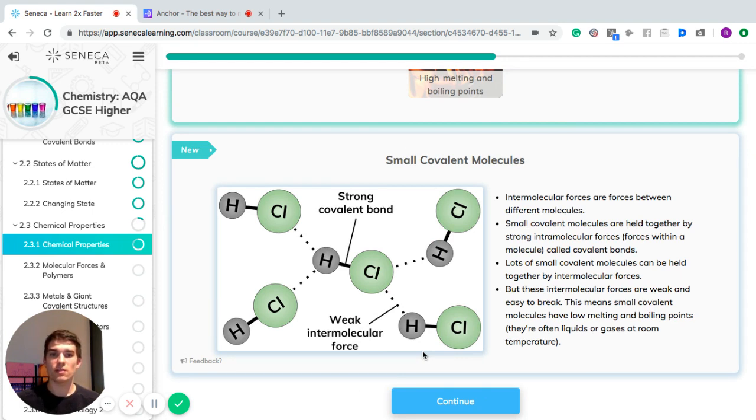So for small covalent molecules, intermolecular forces are different depending on the different molecules. Small covalent molecules are held together by strong covalent bonds within the molecules, and intermolecular forces are just the forces in between the molecules. These intermolecular forces are weak and easy to break, and that means small covalent molecules have low melting and boiling points, and they're often liquids or gases at room temperature.